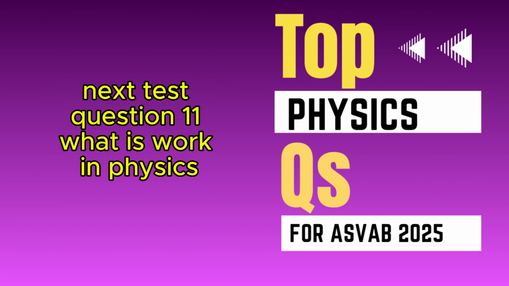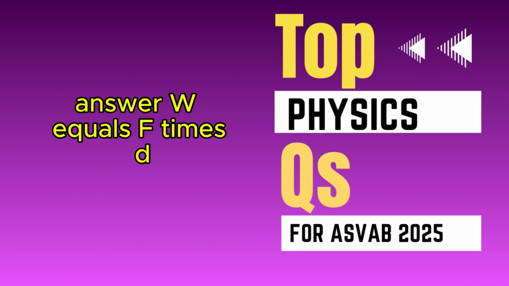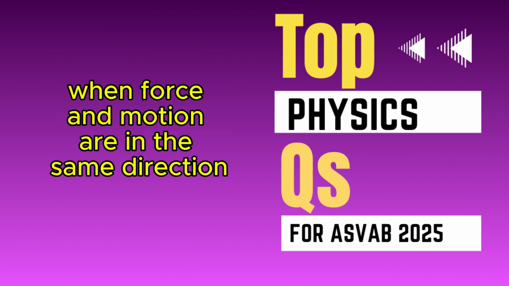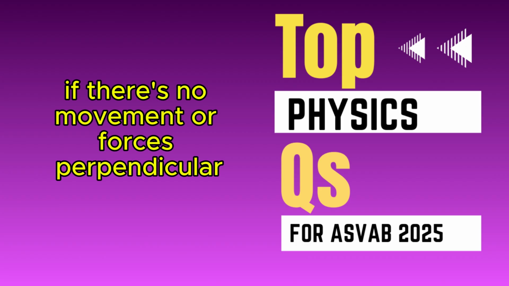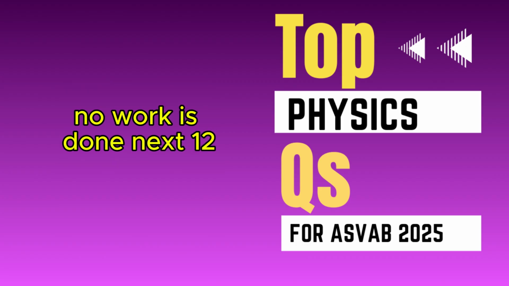Next, 11. What is work in physics? Answer, W equals F times d when force and motion are in the same direction. Units are joules, J. If there's no movement or the force is perpendicular, no work is done.